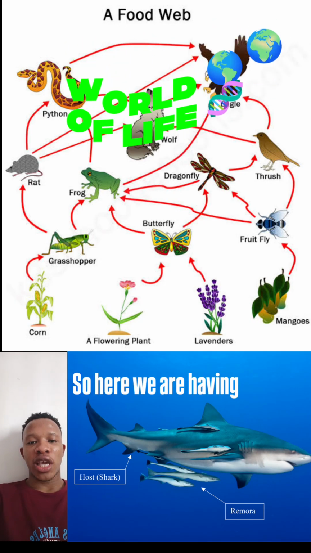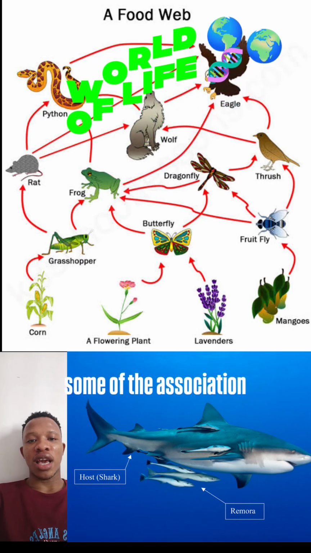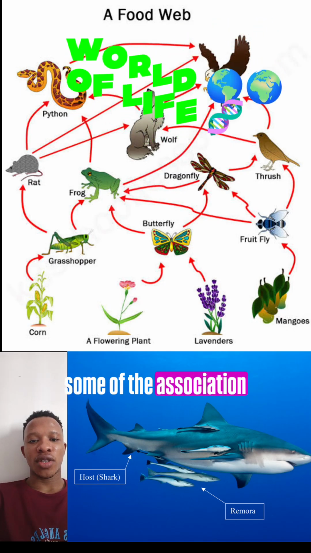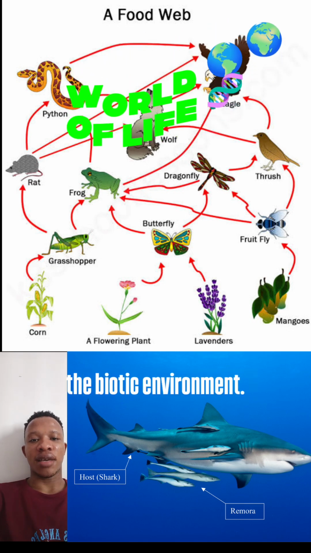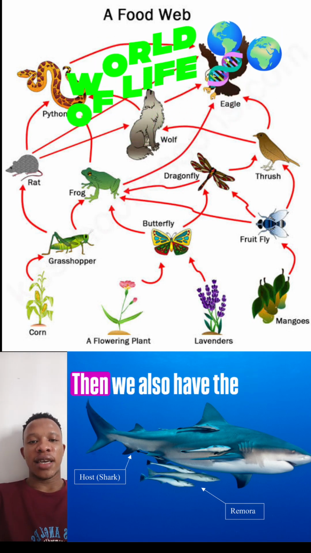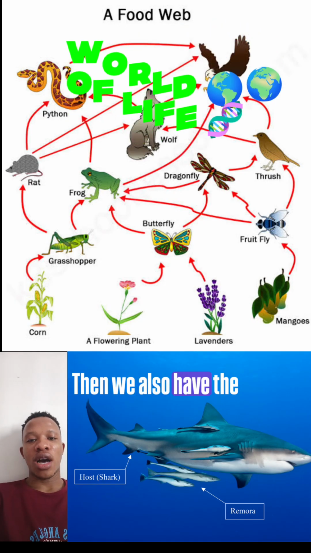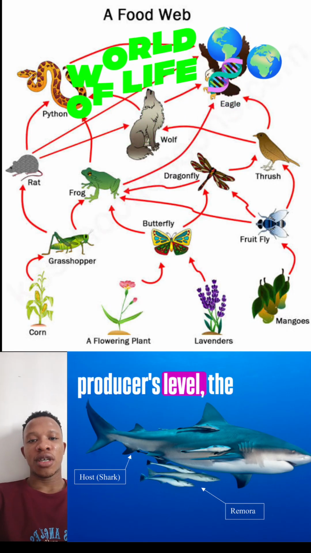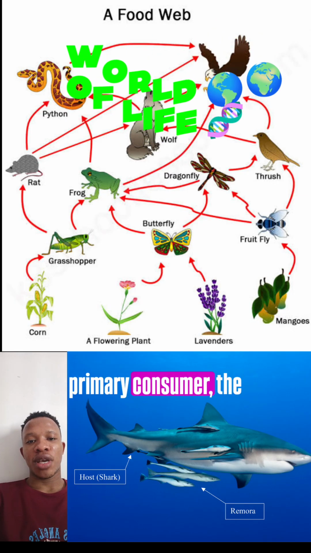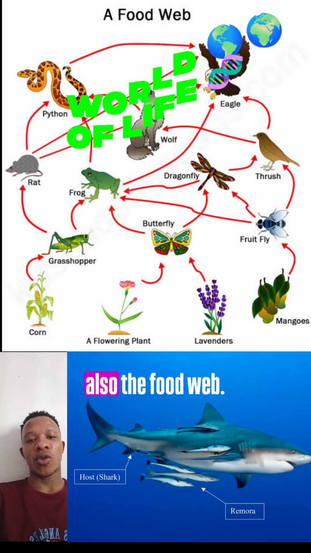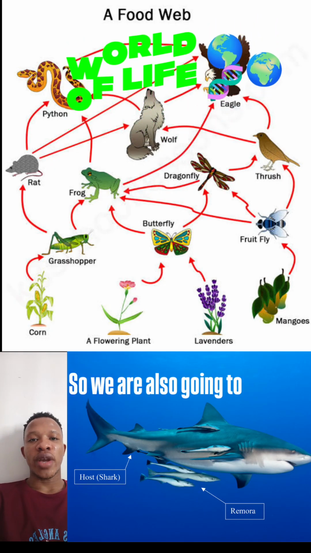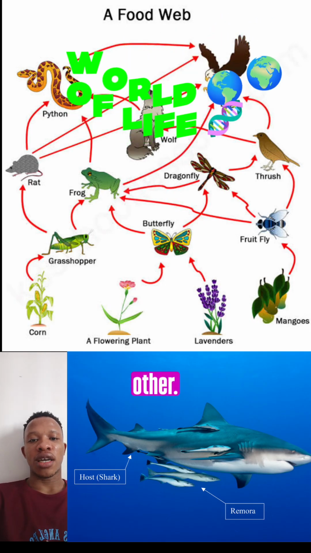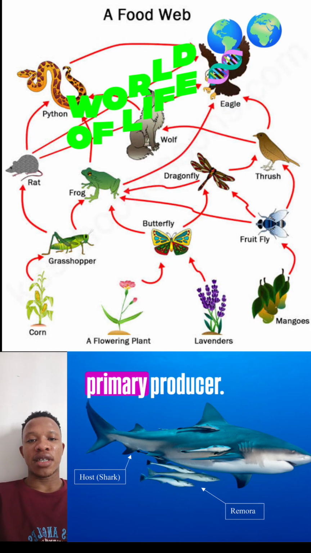Okay, so here we are having some of the association between the organism and the biotic environment. Then we also have the producers level, the primary consumer, the secondary consumer, and also the food web. So we are going to take them one after the other. So number one is the primary producer.